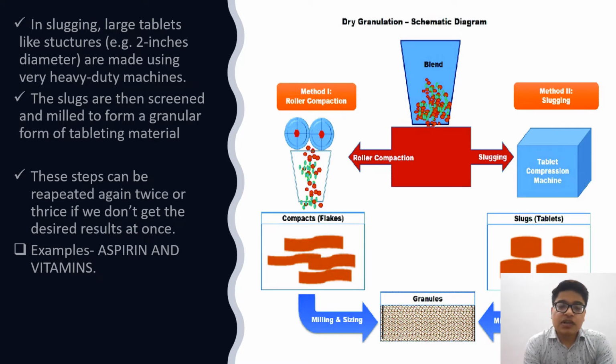The examples of the tablets that undergo granulation by this method are aspirin and vitamins. As we know, aspirin is hygroscopic in nature, so we have to do it by dry granulation only. And vitamin granules are filled inside capsules, so we don't want moisture to go inside them. It will get spoiled, and its pharmaceutical activity gets reduced. So, capsules of vitamins like Becosules, for example.